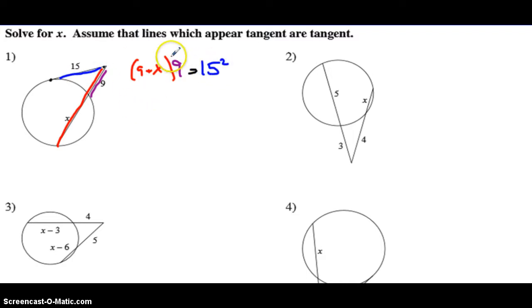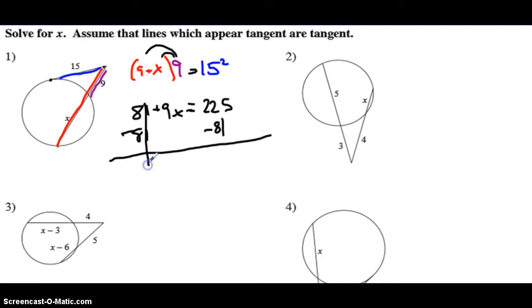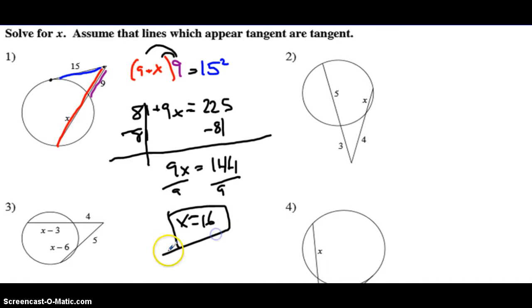Once you have it all set up, you just solve from this point forward. We start by distributing, which gives us 81 plus 9x equals 225. From here, we subtract 81 from both sides. This goes away. We get 9x is equal to 144. Divide by 9, and boom, you get 16. That's right. Well done. So that's the answer to the first one.